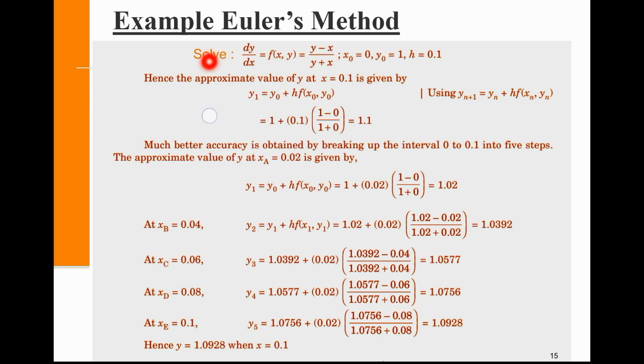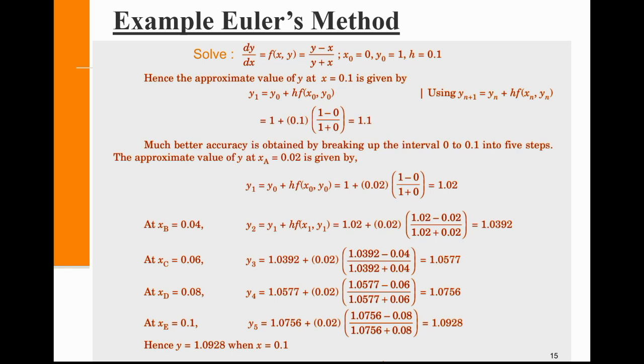So this is one example given to us. dy by dx equals y minus x over y plus x. The initial condition given is x0 equals 0, y0 equals 1, and we have to take the step size h equals 0.1. So we have calculated with the formula. What is our formula? y1 equals y0 plus h f of x0, y0. Now x0 is given to us and y0 is given to us. So with the help of x0 and y0, we have calculated the slope. Slope is y minus x over y plus x. So we have substituted these values here. So we get y1 equals 1.1.